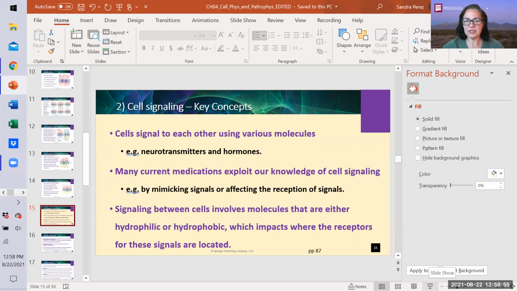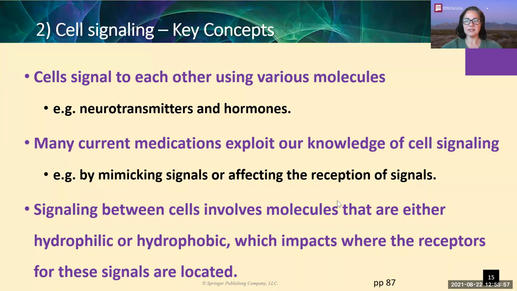We left off, we had just finished cell transport as the first topic, and then we were moving into cell signaling as the second topic in this chapter. You know this, cells signal to each other using a variety of molecules. Examples are neurotransmitters, hormones.